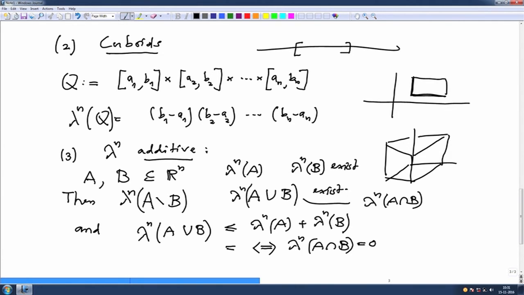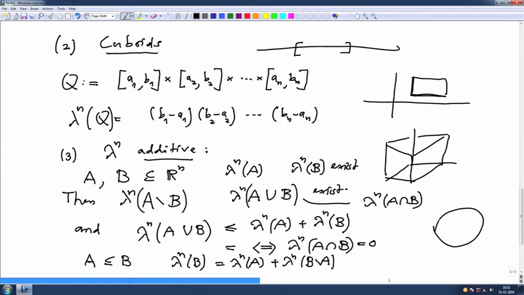And in particular, if A is a subset of B, then lambda n B will be equal to lambda n A plus lambda n of B minus A. This is also more or less intuitively clear, because if you have a smaller subset here, then the volume of the bigger one is the volume of this plus the volume of the remaining part. So all these things are very, very intuitive.